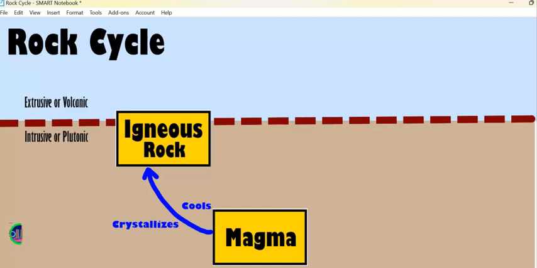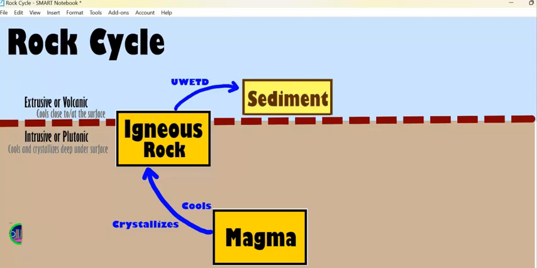So it depends. If it's above the surface or else close to the surface, it's called extrusive rock or volcanic rock. If it's deeper in the earth, it'd be called intrusive rock or else plutonic rock. So that's kind of how we know which one of those two it is. If it's close to the surface, again, it's volcanic or else extrusive. And if it's deeper into the earth's surface, then it is definitely going to be intrusive or else plutonic.